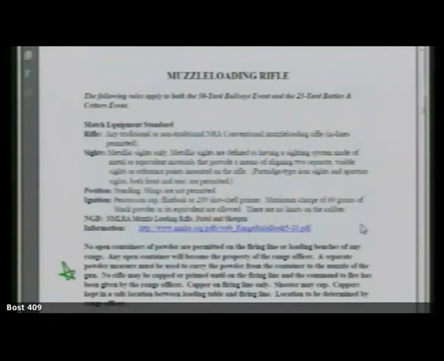This statement is to obviously avoid any type of accident regarding powder during the loading procedure.